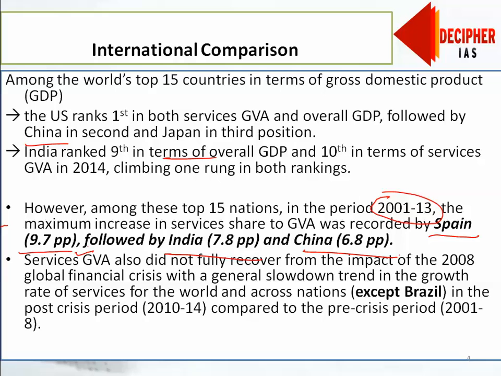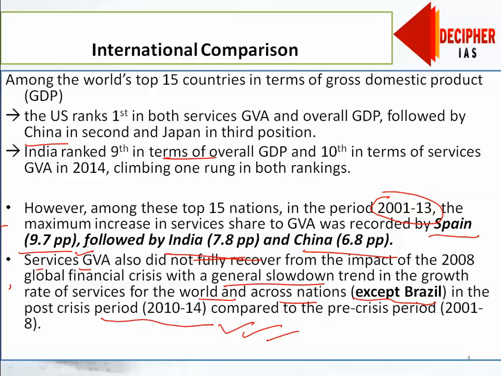So the problem was why other economies slow down is that global slowdown affected the services sector a lot, so they were not able to fully recover, and hence there was a general slowdown in the services rate of growth for the world and across nations, but except Brazil in the post-crisis. Why Brazil is not affected by the global financial crisis?